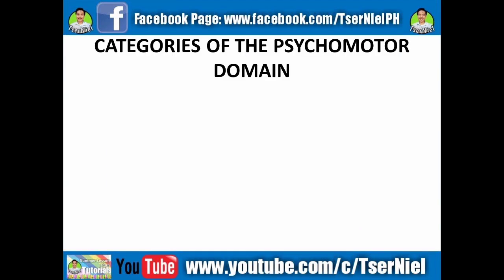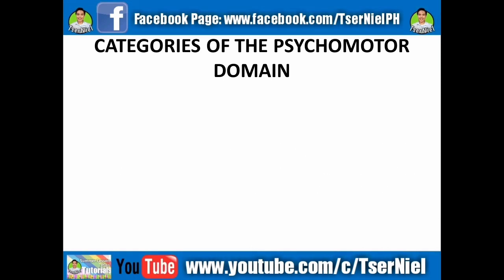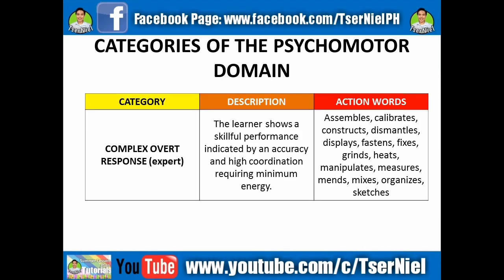And here are the keywords to be used for the mechanism category. Let us proceed to the fifth major category for the psychomotor domain, which is called complex overt response. Dito sa category na ito, makikita ang expertise ng isang learner about that competency because the learner shows a skillful performance indicated by accuracy and high coordination requiring minimum energy. Ibig sabihin, madali na sa kanya na i-perform or i-practice yung competency tapos hindi na siya nai-stress.